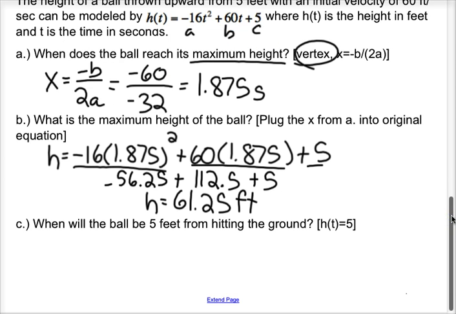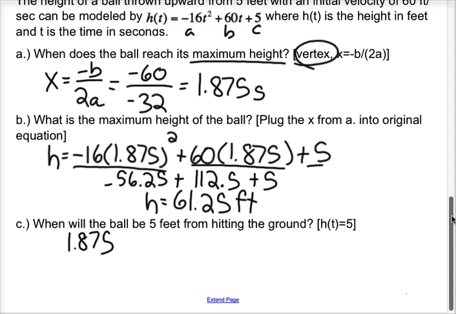As for this last piece, when would the ball be 5 feet from hitting the ground? Now here, we're going to use some common sense, all right? So it started up at 5 feet. We want to know when is it going to hit 5 feet again? So I want you to realize this is a symmetric shape. So to reach that maximum point, it took 1.875 seconds, okay?